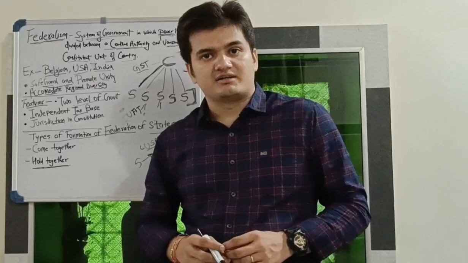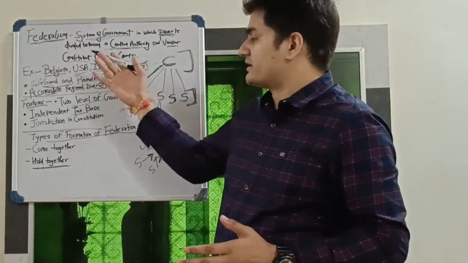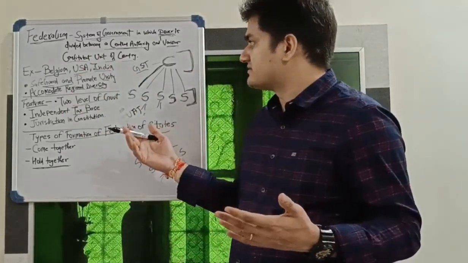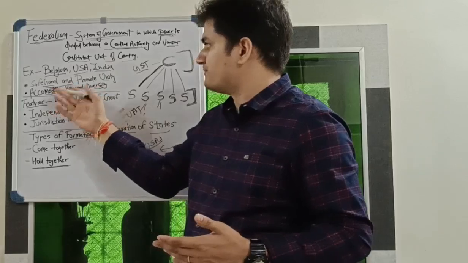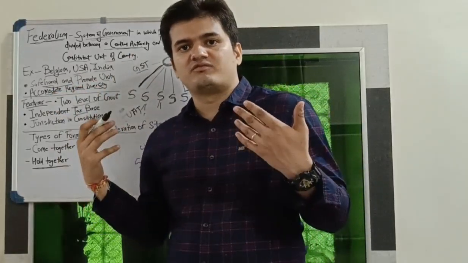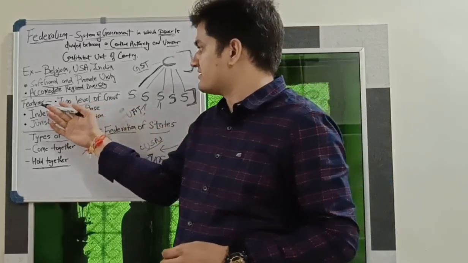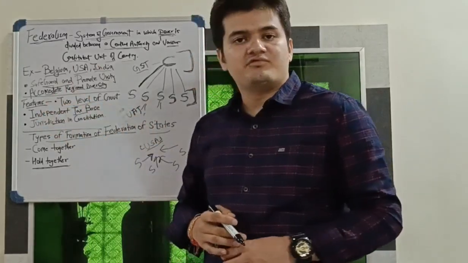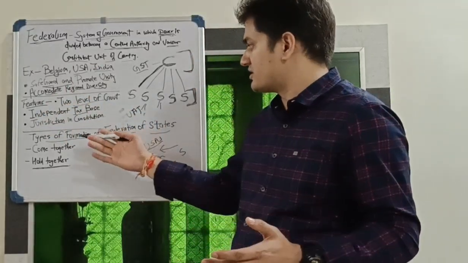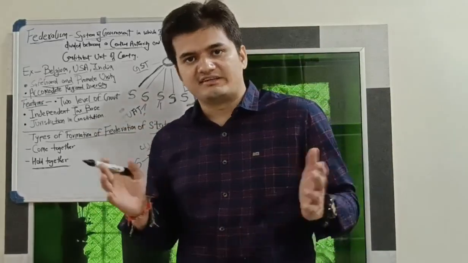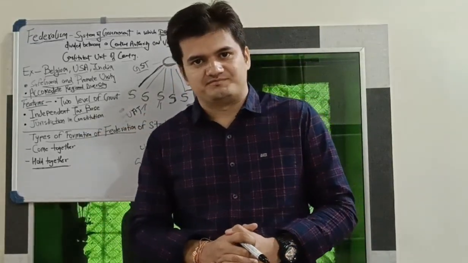So we have understood what federalism is. We also discussed the examples and the purpose behind the formation of any federal political system. And also we have understood the features of federalism and the types of formation of federalism of states. So thank you for watching.